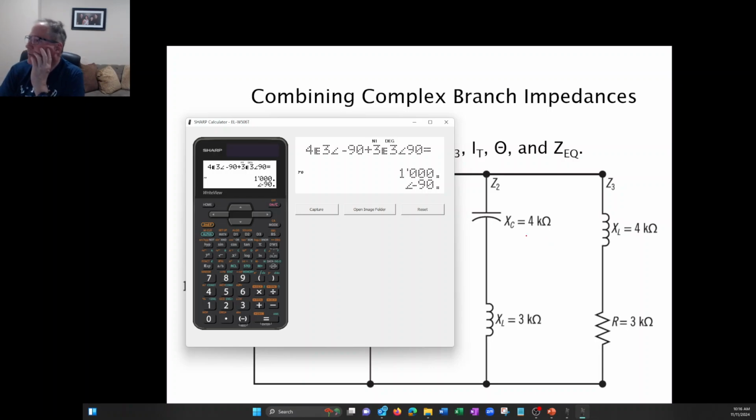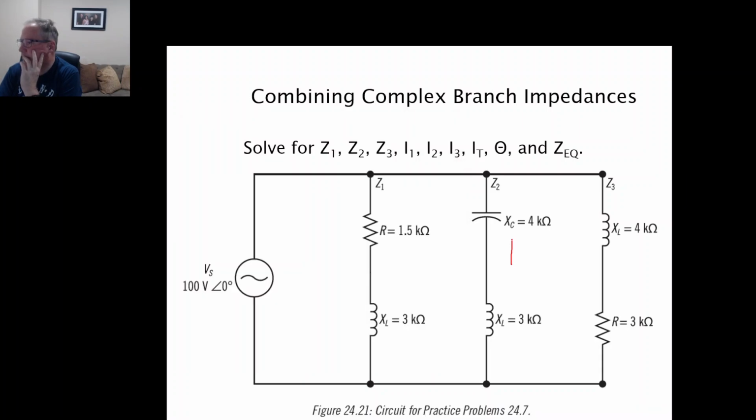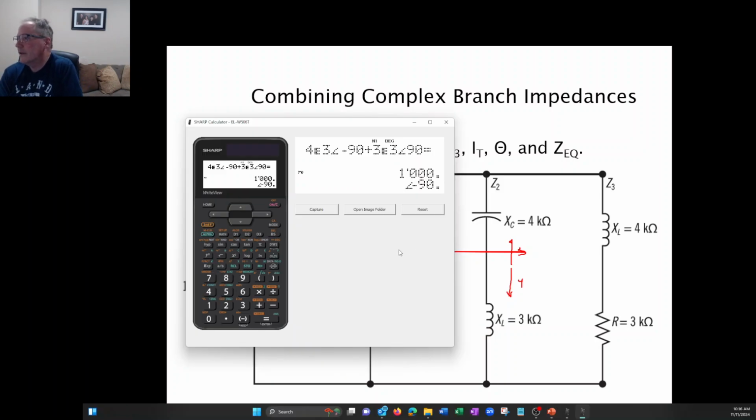And that makes sense, right? Because I have 4K in capacitive reactance and 3K of inductor reactance. And remember, the XL goes positive. It goes on our chart, it goes this direction. And then XC is at negative 90. It's basically saying this one is 4K, this one is 3K. What's left? And that's where you get the 1K at negative 90.